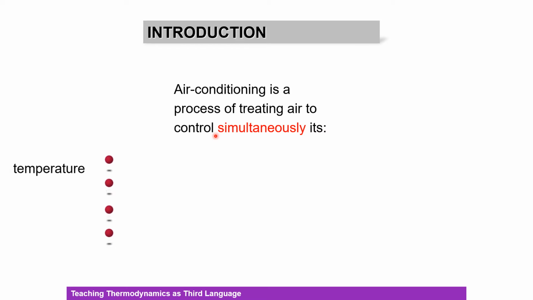The first thing is its temperature. If you feel hot at home, you will switch on your air conditioner because you want to bring down the temperature in the confined space where you are staying. So that is controlling the temperature.